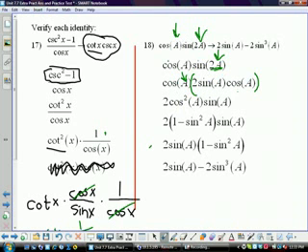Why did I pull out a cosine right here? Because of my identity of sine of 2a. Sine of 2a equals 2 sine a cosine a.